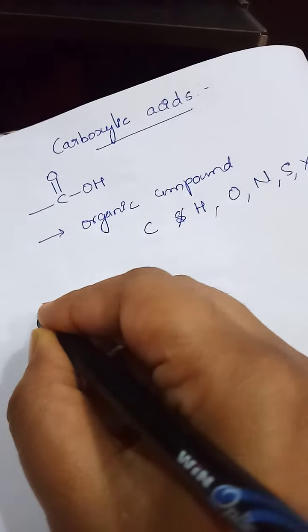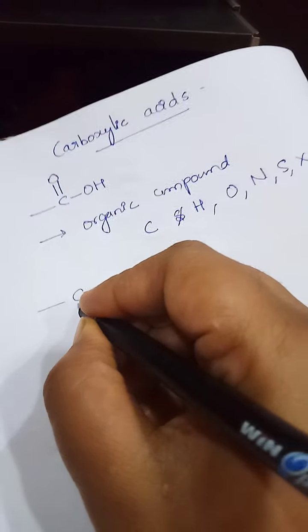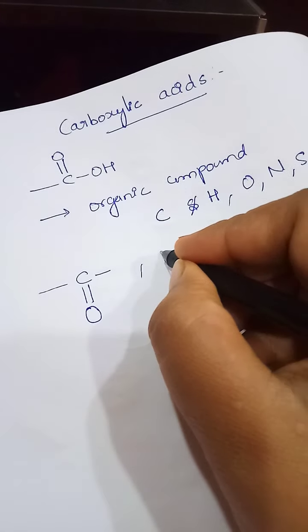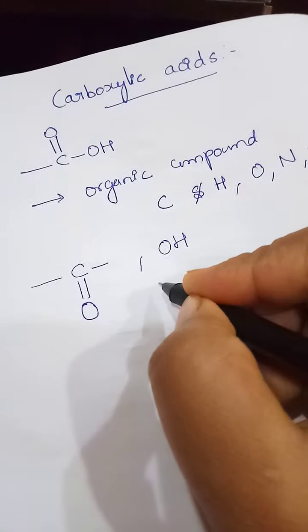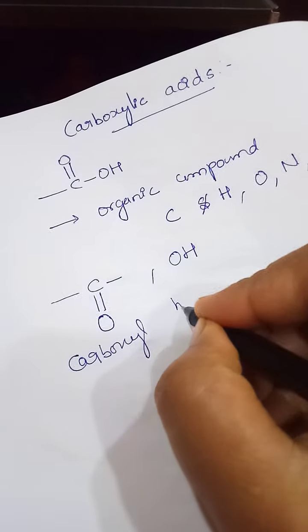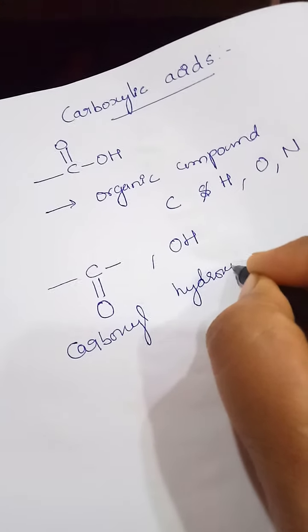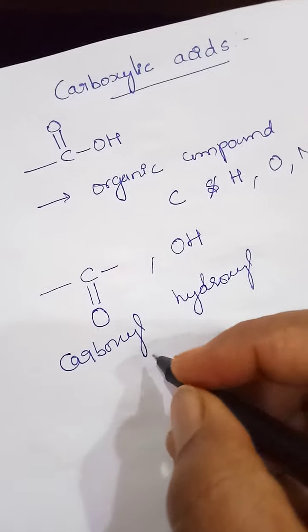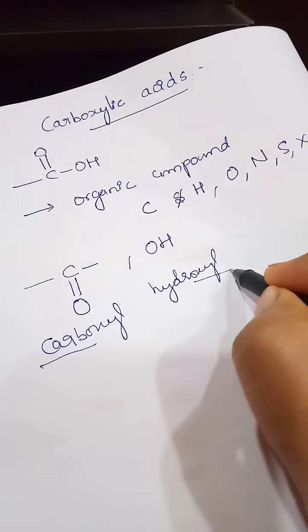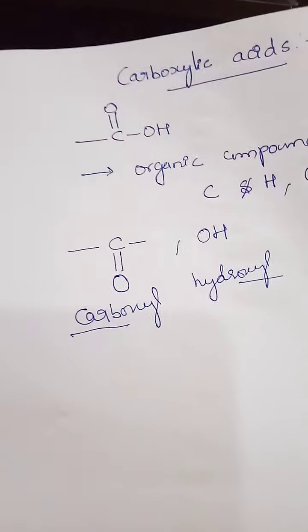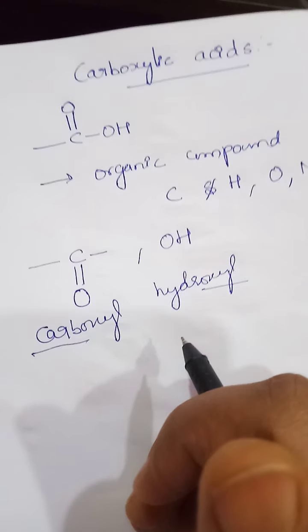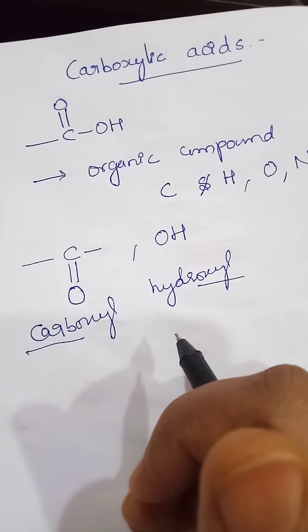In this functional group, you can see two types: the carbonyl group, as well as the OH group. This is a carbonyl group, and this is a hydroxyl group. Collectively, by combining these two, we get the name carboxylic. And of course the nature of these compounds is acidic, so we add the word acids.